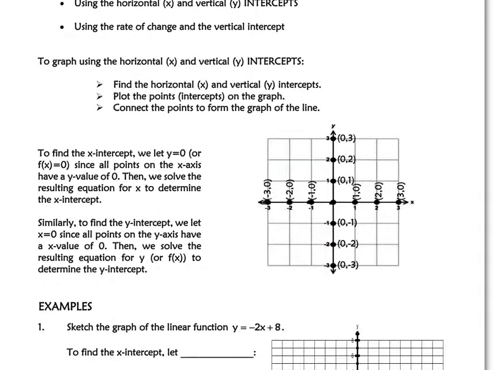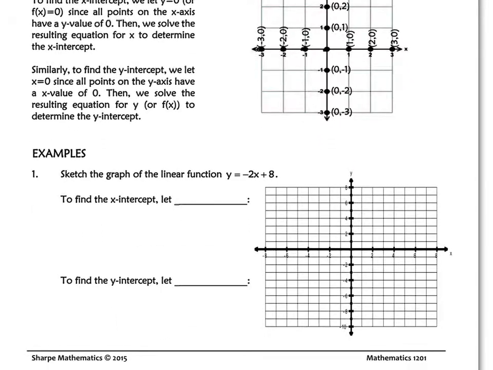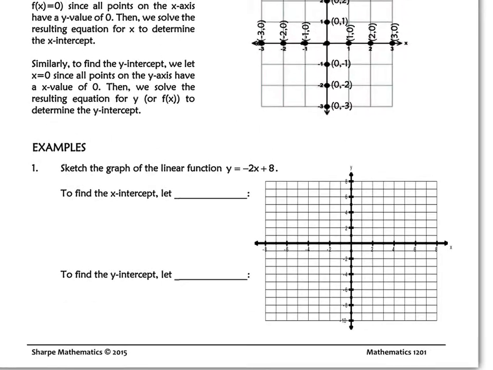So if we try a few examples now and use that method. The first one says to sketch the graph of the linear function y equals negative 2x plus 8. So to find the x-intercept, we let y equal 0. So that would be 0 equals negative 2x plus 8. We just take our equation, and instead of y, we're going to fill in 0. So then we're just solving a linear equation. You want to isolate the term containing the variable, so you want to get the negative 2x by itself. So you are going to subtract 8 off both sides.